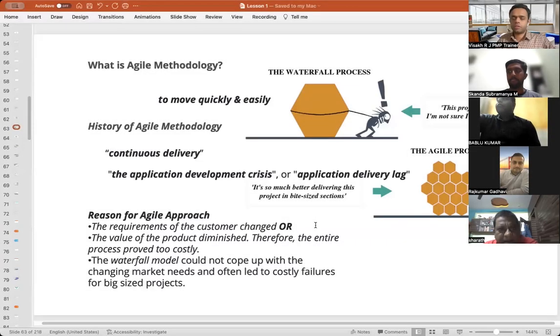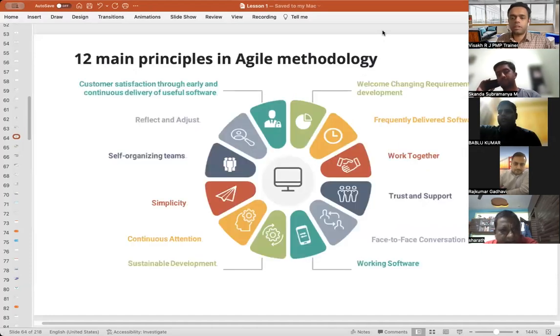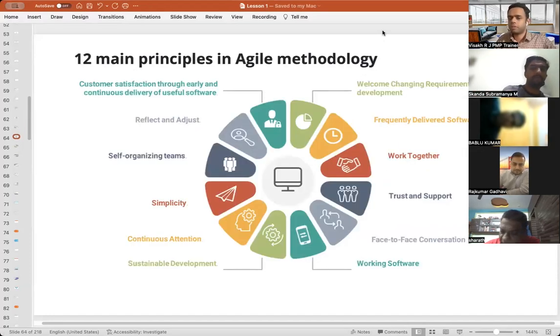Moving on further. This is the slide where we stopped yesterday. So all of you, what is the reason for Agile? We wrapped up with that. Now the next thing I want to tell you is the 12 main principles in Agile methodology.